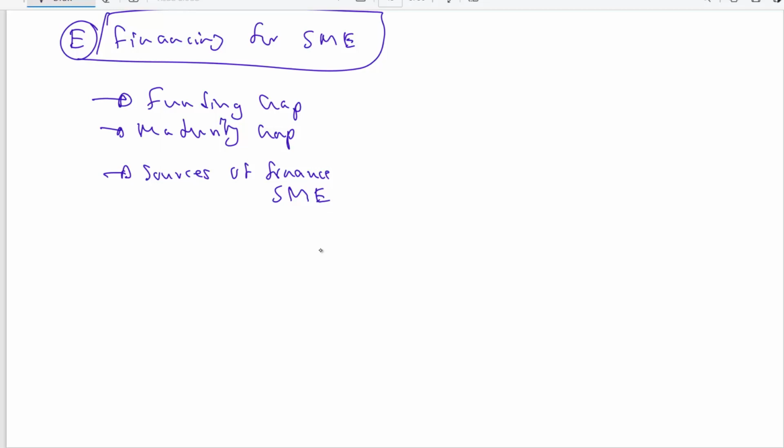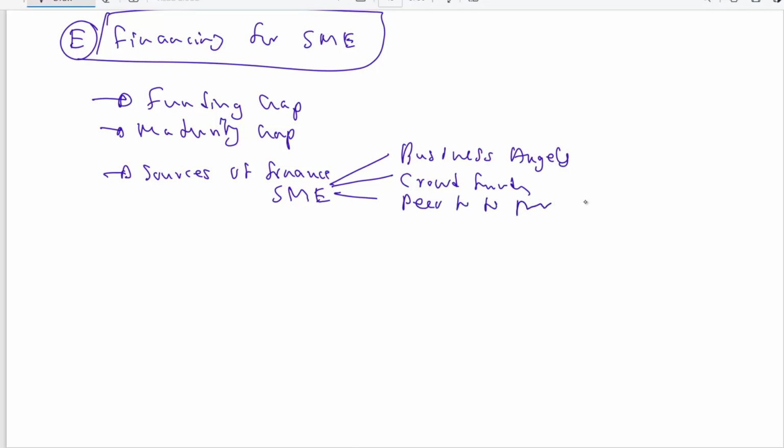these sources of finance for the SMEs such as business angels and crowdfunding and peer-to-peer funding and supply chain finance.